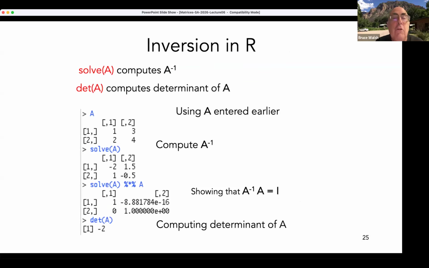How do I compute the determinant and the inverse in R? It's incredibly simple. The command solve computes the inverse of A. Determinant computes the determinant. So for example, here I've entered a matrix A. There's this inverse. That's just rounding error. There's the determinant, and there's the inverse.